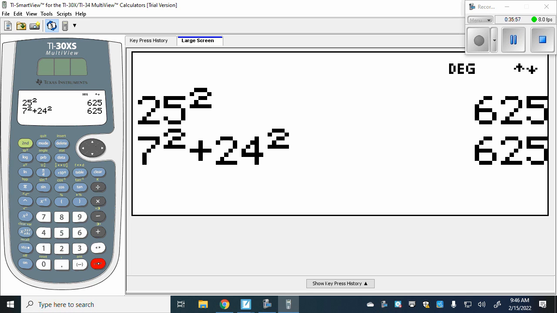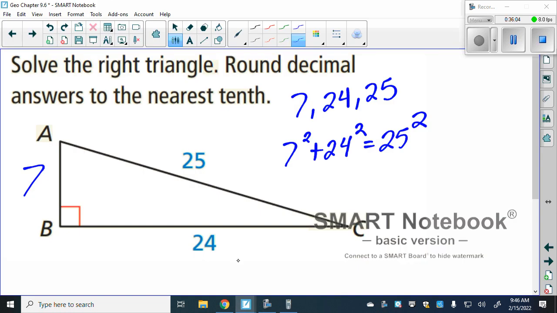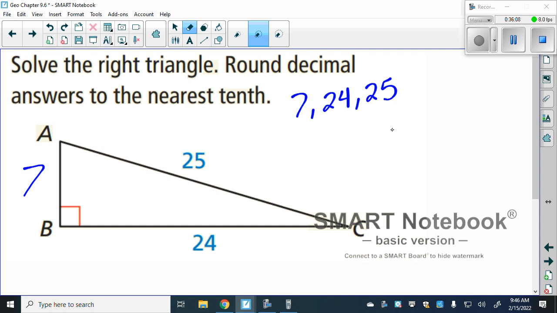3, 4, 5 is one of the most popular ones, or any iteration of it. So multiplying them by 2. Pythagorean triples. Yeah.